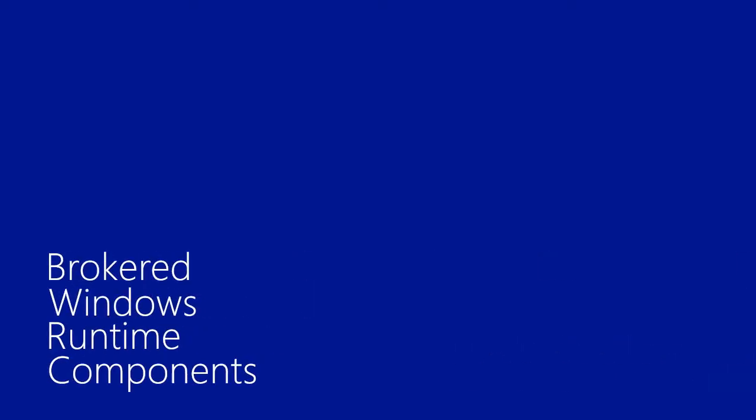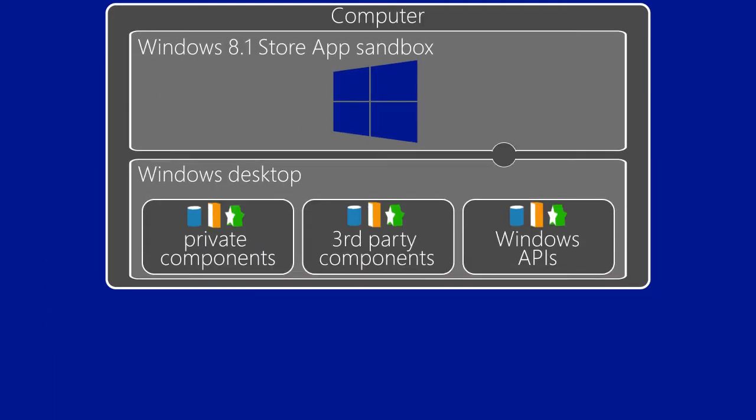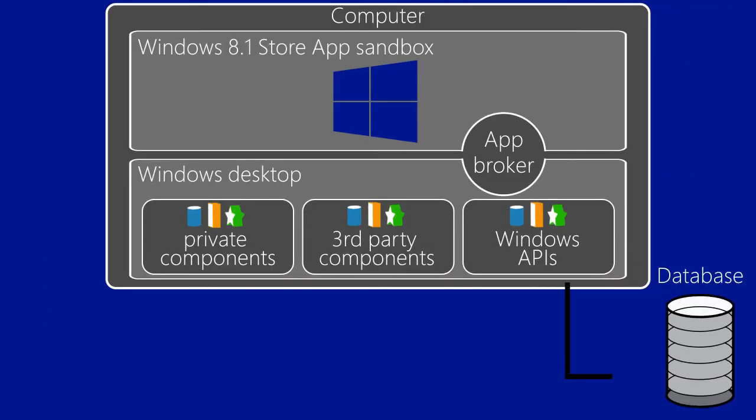Brokered Windows Runtime Components. The Brokered Windows Runtime Components approach also makes use of 2 separate apps, one Windows Store app and one headless desktop component. The apps can communicate using inter-process communication controlled by an instance of an app broker server. The desktop component can make use of any standard Windows desktop APIs or private third-party components. To create an app using this technique, you need to implement the following.